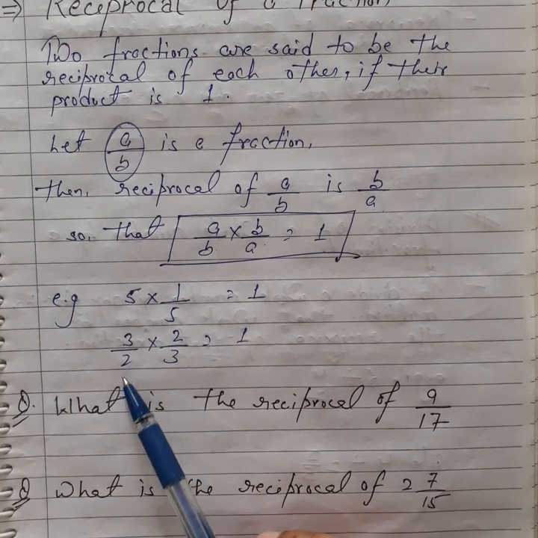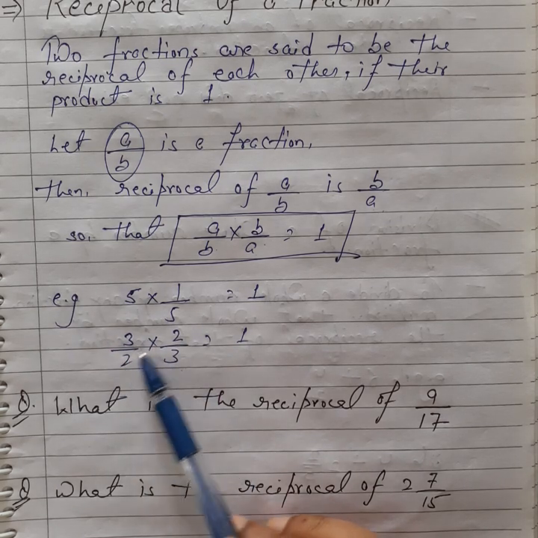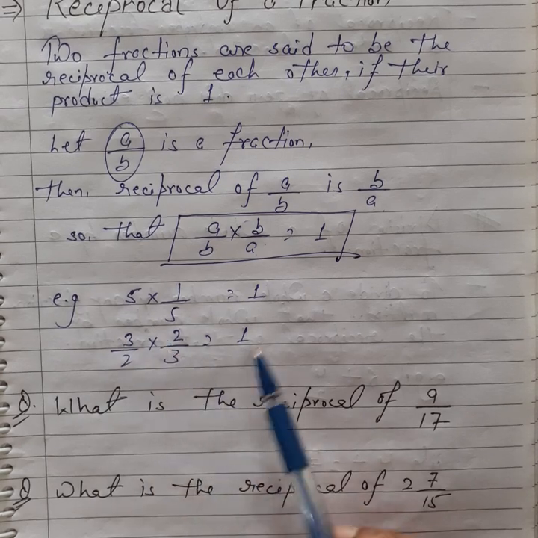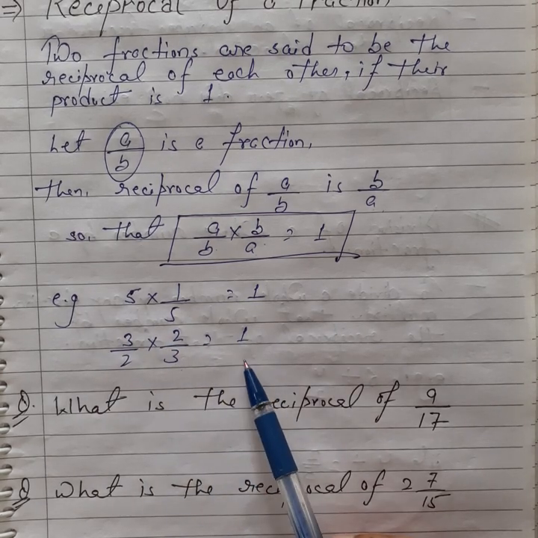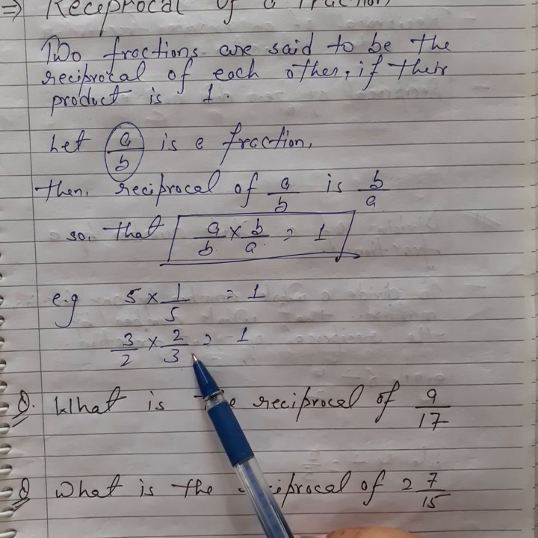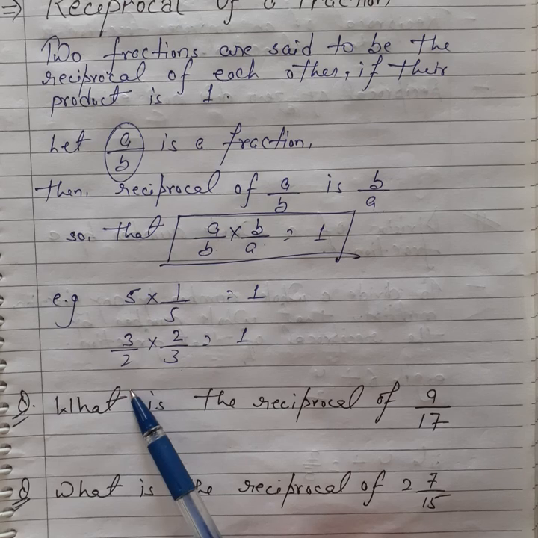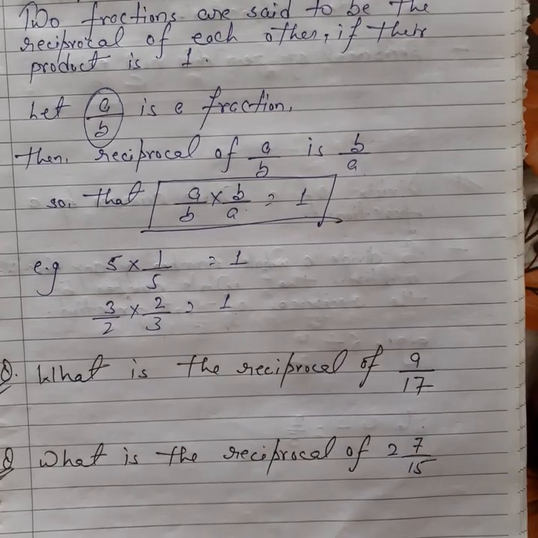Next example, 3 by 2. We have 3 by 2 multiplied with 2 by 3. 2 and 2 cancel, 3 and 3 cancel, and we get the result 1. So 3 by 2 is the reciprocal of 2 by 3, and 2 by 3 is the reciprocal of 3 by 2.